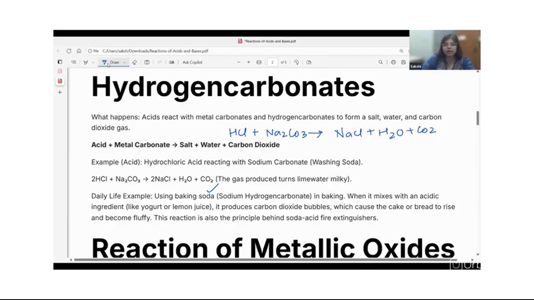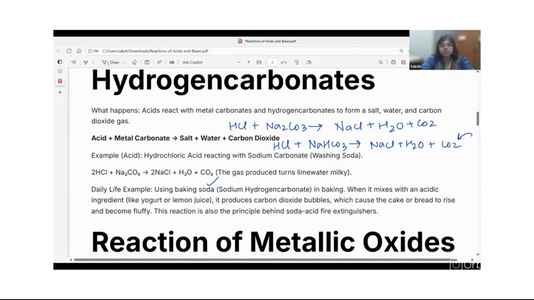Okay. So again, if you would write the equation, it would be like this: sodium hydrogen carbonate, right? So again, you would get the same product, that is NaCl plus H2O plus carbon dioxide, and you can balance this equation now, right?